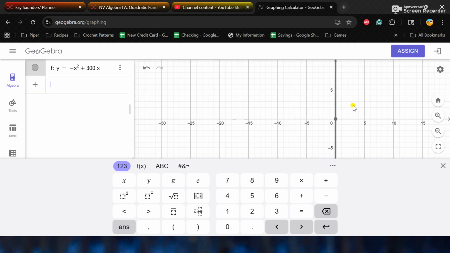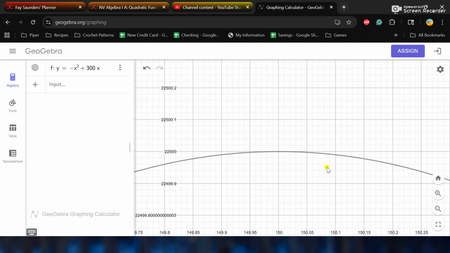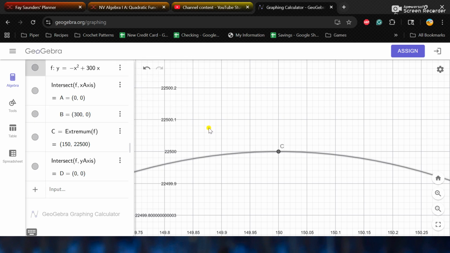Okay, let's zoom out. Actually, I think I need to go zoom to fit. There we go. Okay. Let's look at our special points. So, the x-intercepts are 0, 0 and 300, 0, and that means the width of the playground needs to be between 0 and 300 feet. The vertex is 150 and 22,500. That means that a width of 150 feet will give a maximum area of 22,500 square feet.